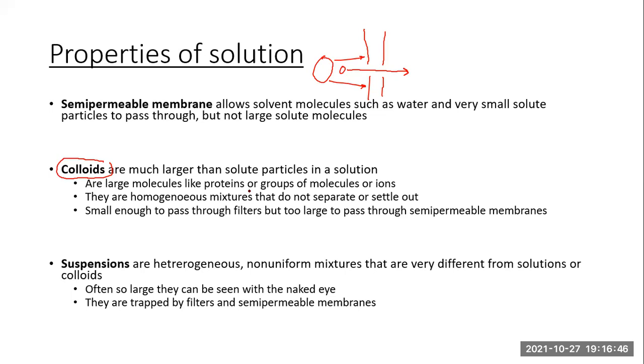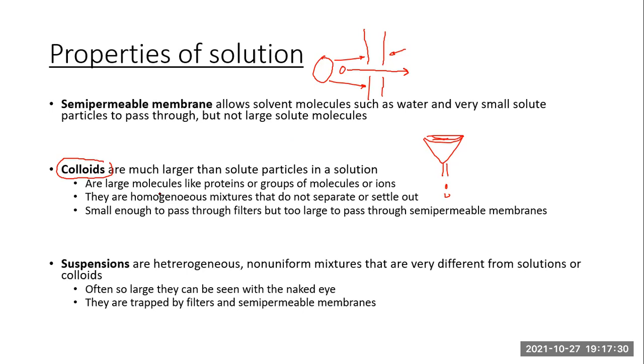They're small enough to pass through filters like filter paper. If you had a funnel with filter paper, they're small enough to pass through there, but they're too large to get through the holes in a membrane. And that's different than a suspension. A suspension is a heterogeneous type of mixture. It means it's non-uniform, and very different than solutions or colloids. These things can usually be seen with your naked eye. They are trapped by filters and semipermeable membranes. They really don't pass through either of these things.